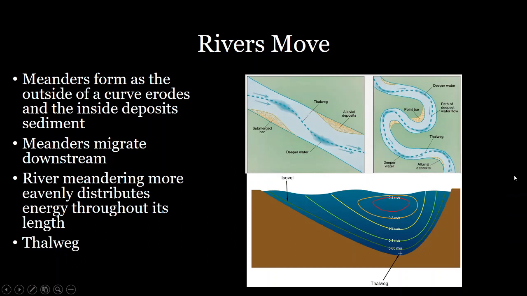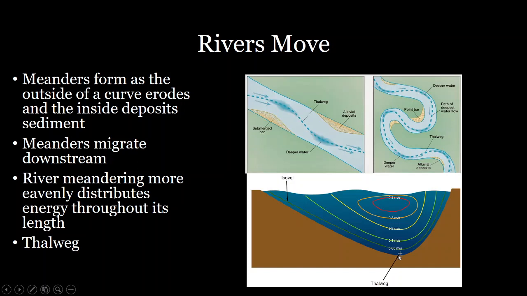And so we can see where this stream channel is and where the deepest part is by mapping the thalweg. So the thalweg is the line that indicates the deepest part of the channel. And you can see that here. This line goes through the deepest water all along the stream length. You can see this in cross-section here. This would be the thalweg point here because it's the deepest.